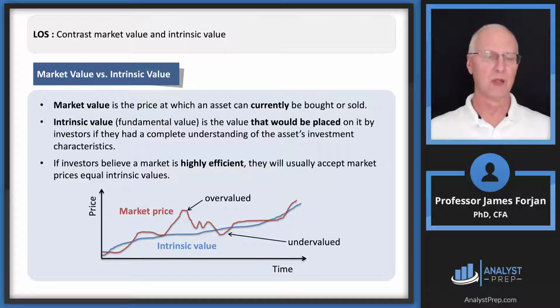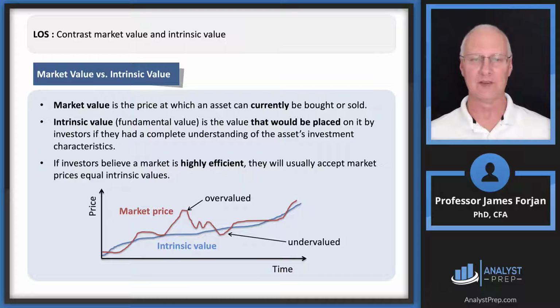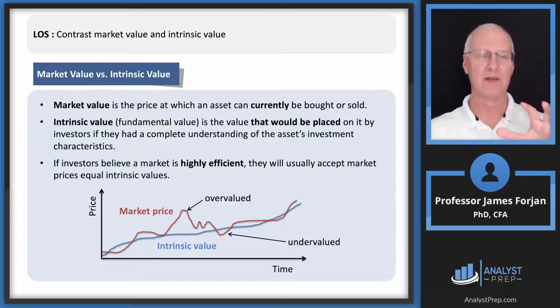And so this is really one of our roles as good financial analysts, is to try to find over and undervalued shares of stock and bonds and other kinds of securities out there for our clients. Now, what Eugene Fama is telling us is that this is super hard to do. Look at that last bullet point. If investors believe a market is highly efficient, they will usually accept market prices are equal to intrinsic values. So here's kind of the dichotomy or maybe the discontinuity of what we're trying to do here.